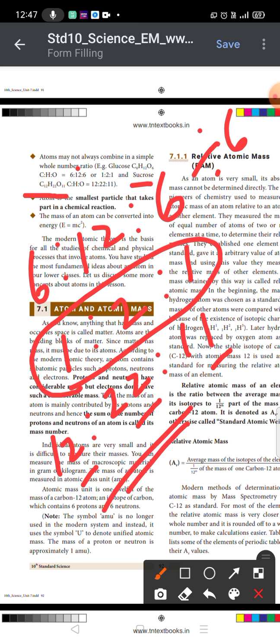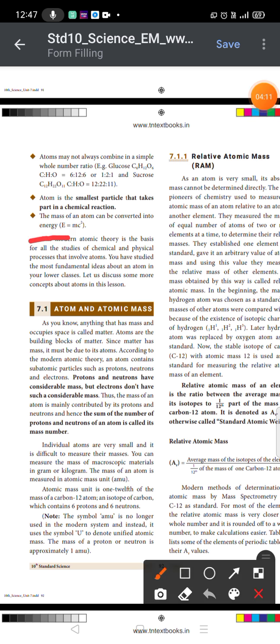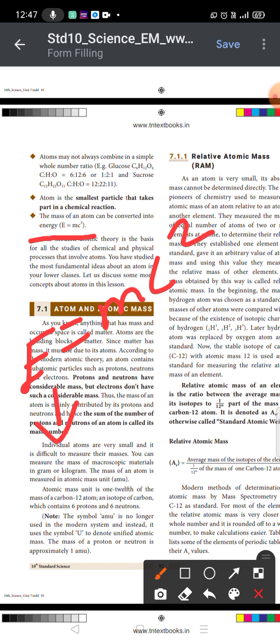The next one. The mass of an atom can be converted into energy, which is Einstein's equation, E is equal to mc square. This is the energy converted from mass of an atom, or mass of an atom can be converted into energy, which is E is equal to mc square. Here E is energy, m is mass, as we know. What is c here? Speed of light. C is called speed of light.